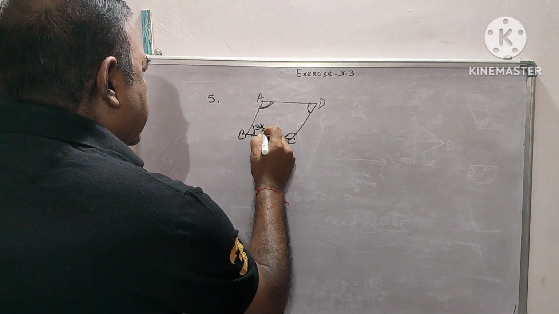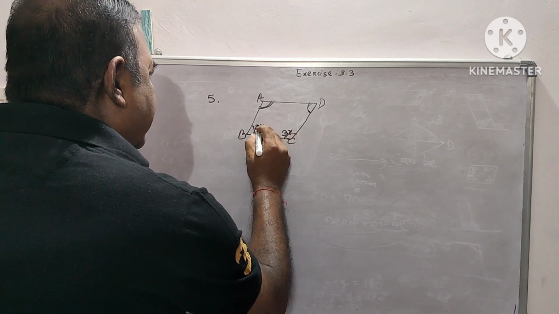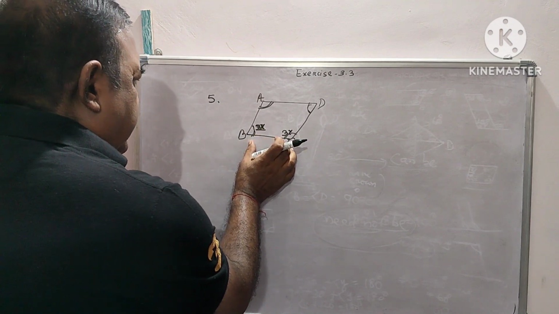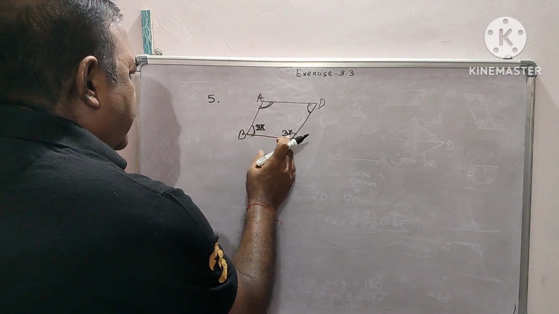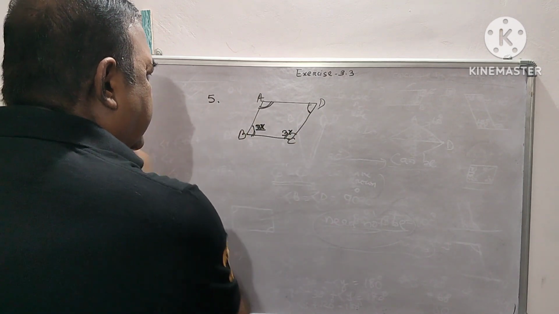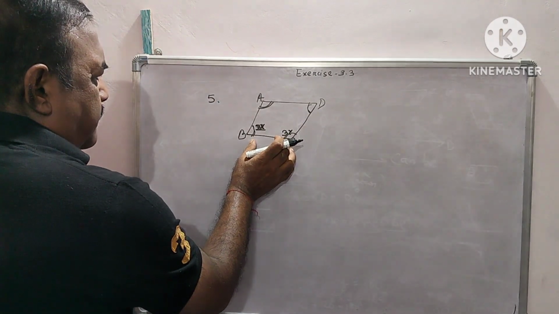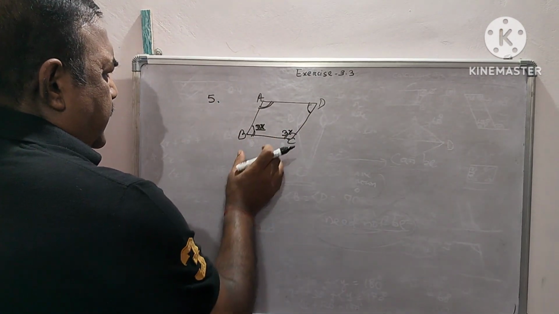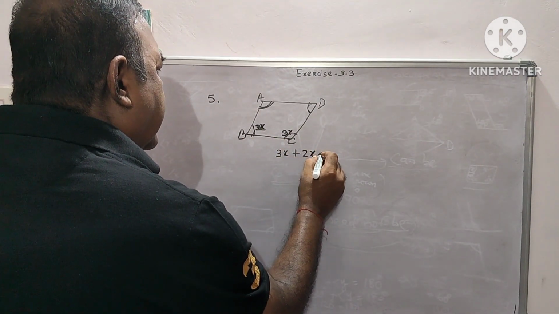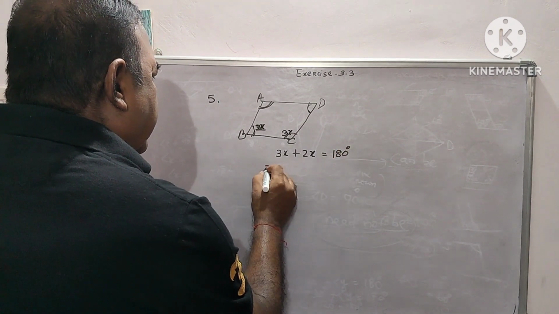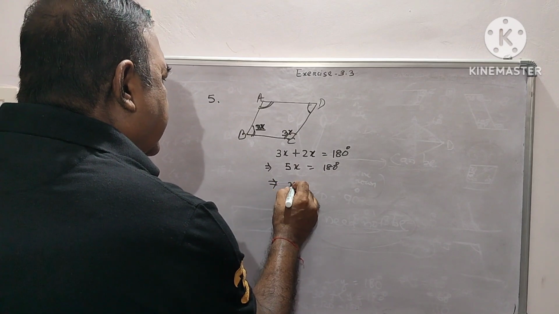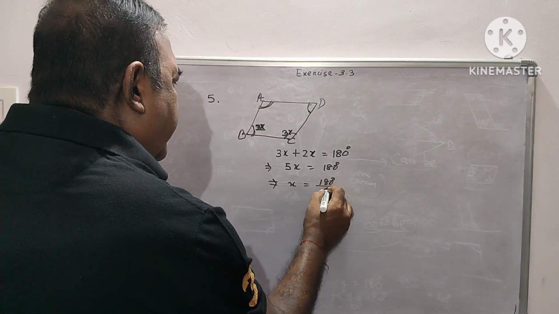Suppose this is 3x and this is 2x. We took two adjacent angles and they are in the ratio 3:2. So if one angle is 3x and the other angle is 2x, already you know that the sum of the interior opposite angles is 180 degrees. So what is the equation here? We may write 3x plus 2x equals 180 degree. That implies 5x is equal to 180 degree. That implies x is equal to 180 degree divided by 5.